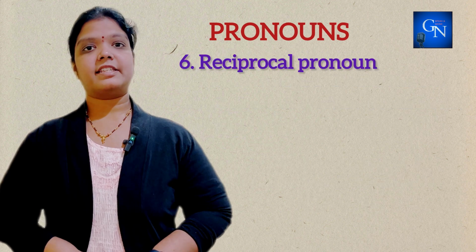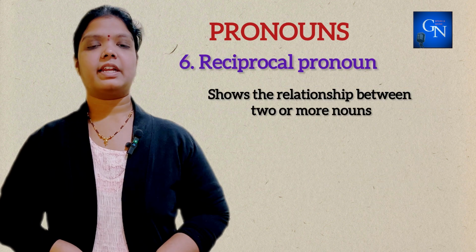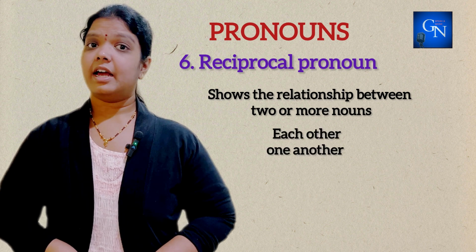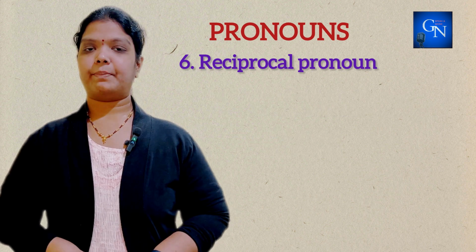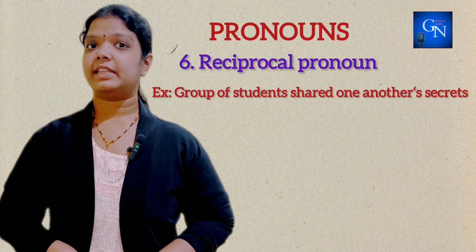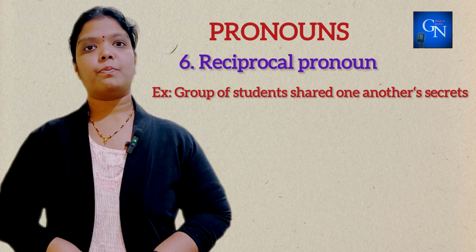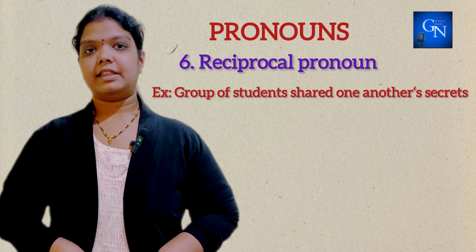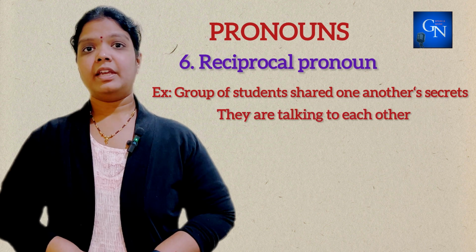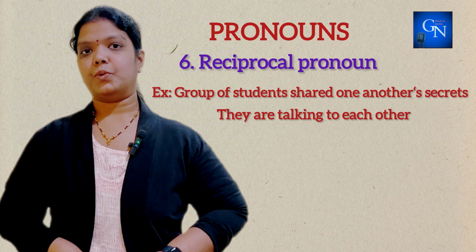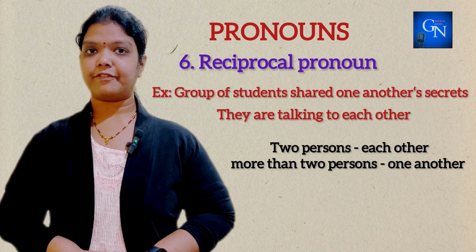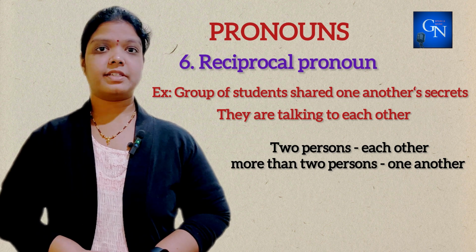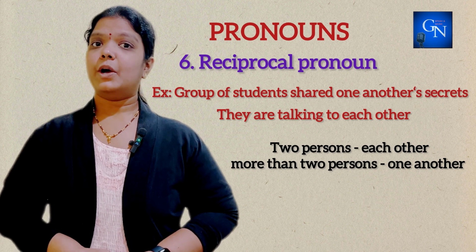The next one is a reciprocal pronoun. Reciprocal pronoun shows the relationship between two or more nouns. Each other, one another are the reciprocal pronouns. For example, group of students shared one another's secrets. Here, we are talking about more than two persons, or more than two students. They are talking to each other. Here, the number of persons is only two. So, whenever you're talking about two persons, you have to use a reciprocal pronoun called each other. Whenever you're talking about more than two persons, you have to use a reciprocal pronoun called one another.